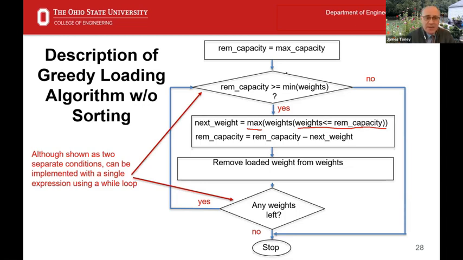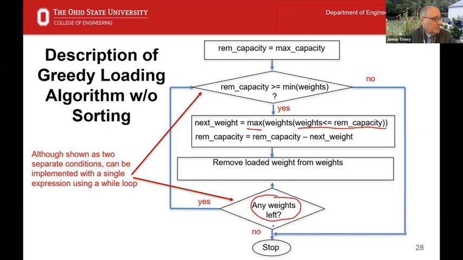Now, the condition for stopping is a little different. In this case, it's not just a single pass through. We have to keep going until one of two things happens. Either there are no weights left, right? So we've gone through the whole list, loaded everything, or the remaining capacity is no longer greater than any of the remaining weights. In other words, we keep going as long as the remaining capacity is greater than or equal to the smallest remaining weight. That means at least one of the weights will still fit on the truck. If this is false, all of the remaining weights are too heavy to fit on the truck, so we stop.